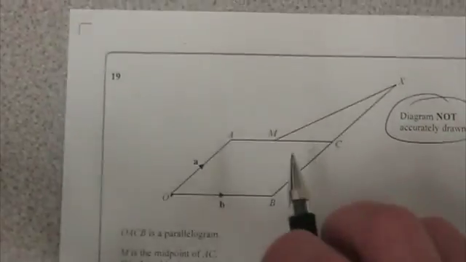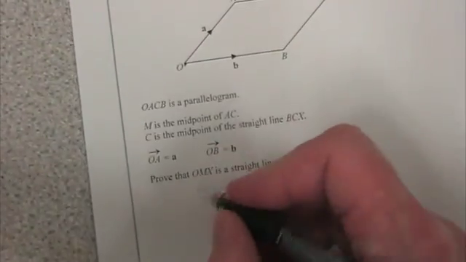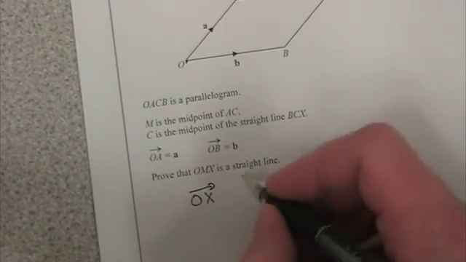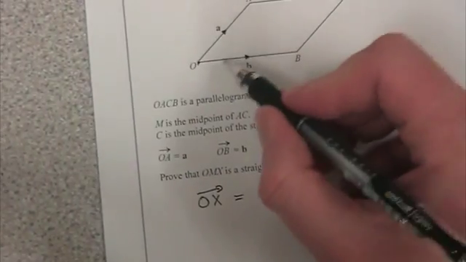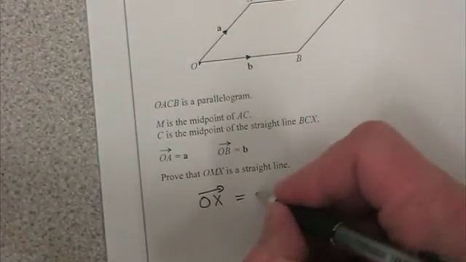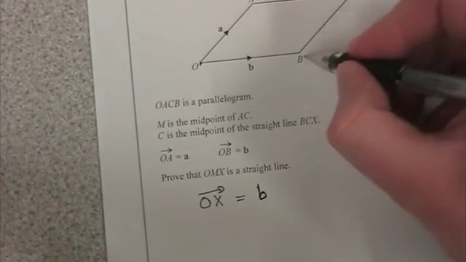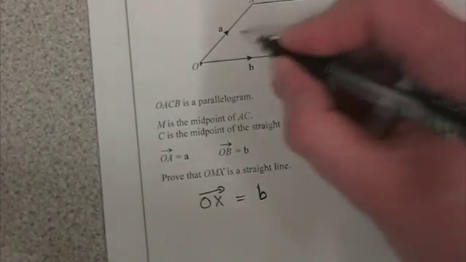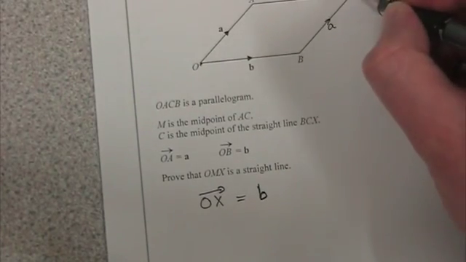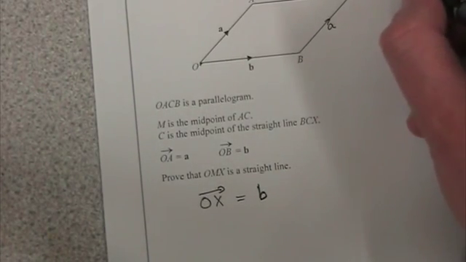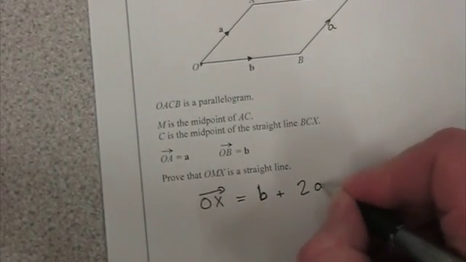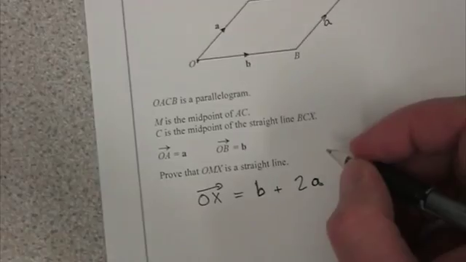So let's start off with vector OX. Now, treating this like road maps, it's the same as going across there, so that's B, and then going up here, which is parallel to that one, so that's another A, and because this is a midpoint, it's another A to get up to there, so B plus 2 A's.